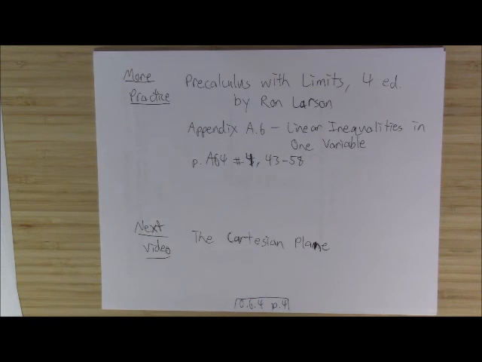For more practice working with absolute value inequalities, be sure to see page A64 of the textbook and try working numbers 4 and 43 through 58. In our next video, we'll start talking about the Cartesian plane and graphing.